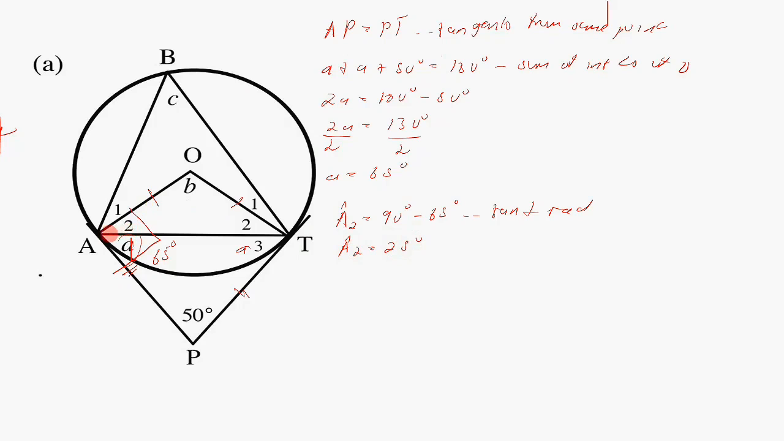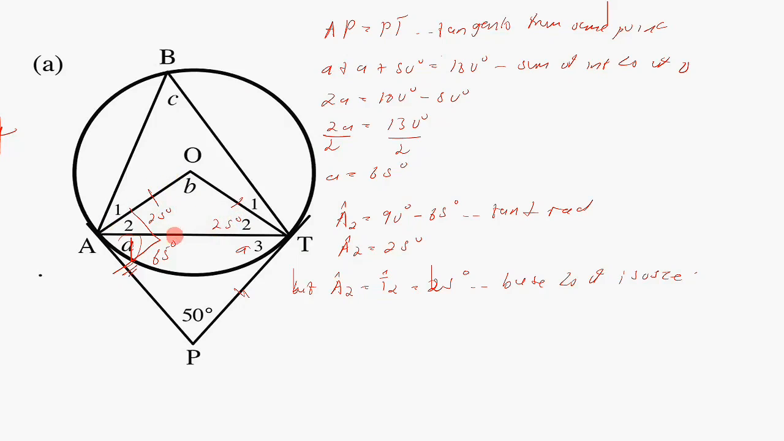But then remember A2 here, if we say this is an isosceles triangle, AOT is an isosceles, that means A2 is equal to T2, and then they're both equal to 25 degrees, right? Then we say the reason here is base angles of isosceles. Now we have 25 here and 25 here.